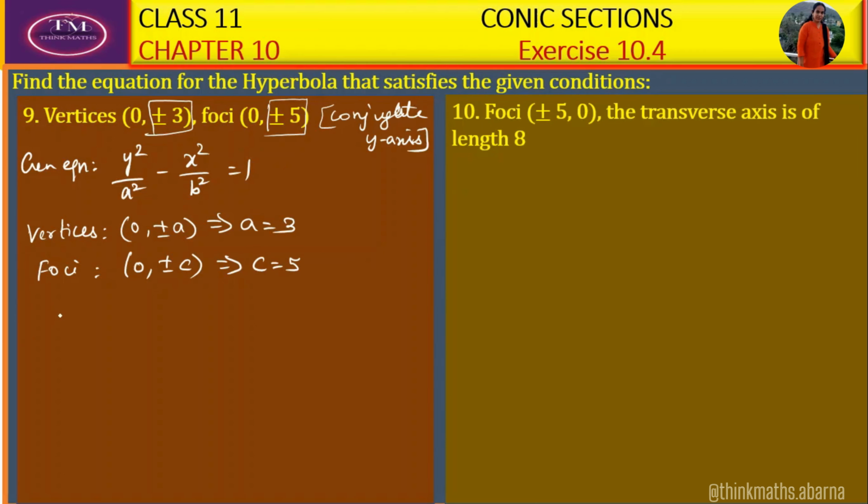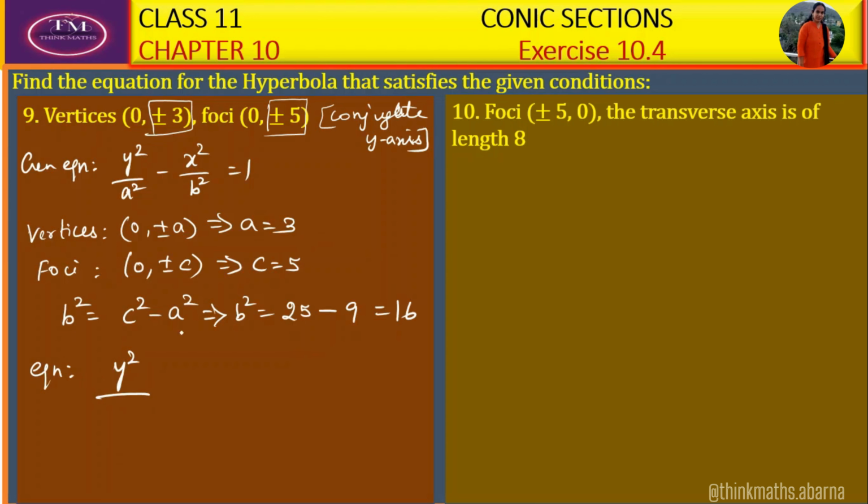So we know the relationship between a, b, c. b square equal to c square minus a square. So what is c square? c square is 5 square, so it is 25. What is a square? a is 3, a square is 9. So 25 minus 9 is 16. So b square equal to 16. So the equation will be y square by a square.